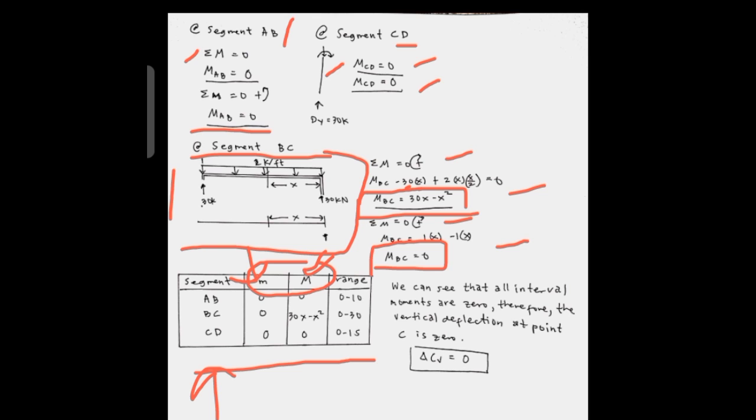So with the values calculated, shown in our table, we can see that the internal moments are 0. Therefore, the vertical deflection at C is equal to 0.